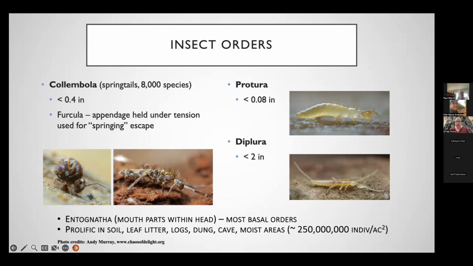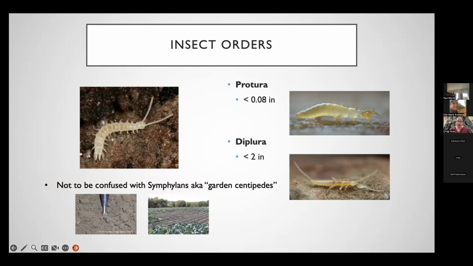Also within this group of entognatha, which is the mouth parts inside the head, you have protura and diplura on the right-hand side. Again, very small. These are also found in your soil and leaf litter, and usually you don't even see them. They're so tiny, but you can see them sometimes in dark soils. You'll come across your diplura in the soil.